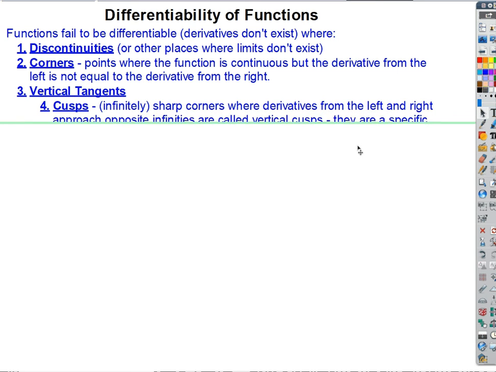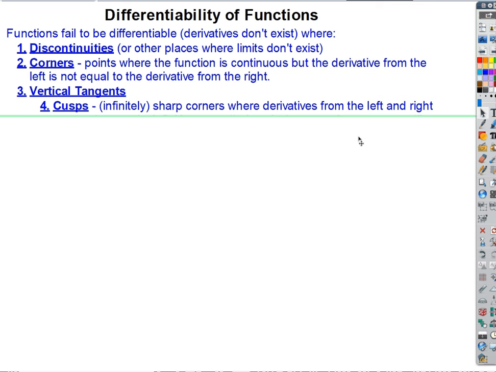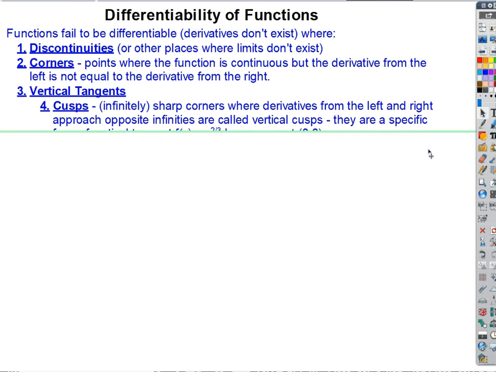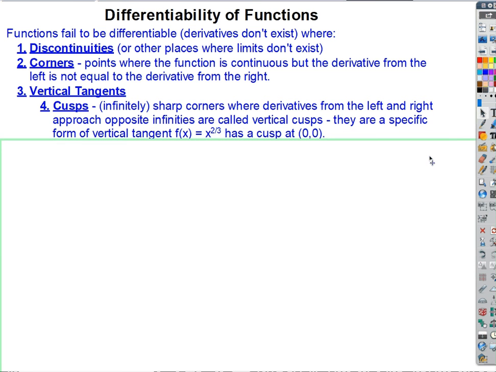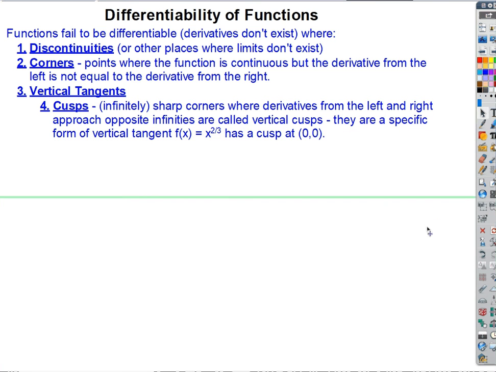Okay, and along with that, a subtext for vertical tangents would be cusps. Cusps are sort of a combination of corners and vertical tangents. It's a place where you get infinitely sharp corners where the derivative from the left and the right approach opposite infinities. We'll look at an example of that. Okay, so a couple things then.